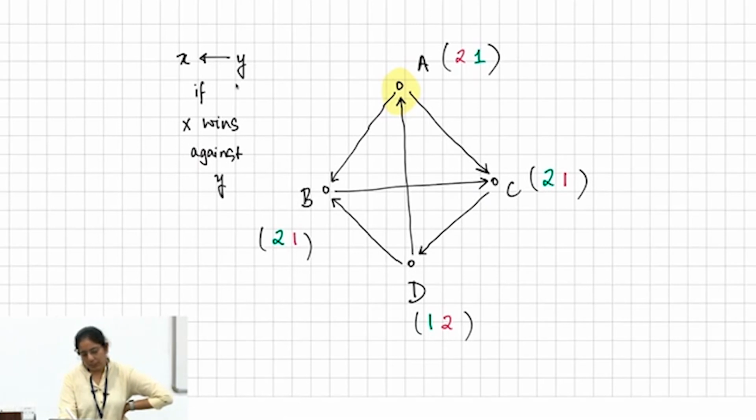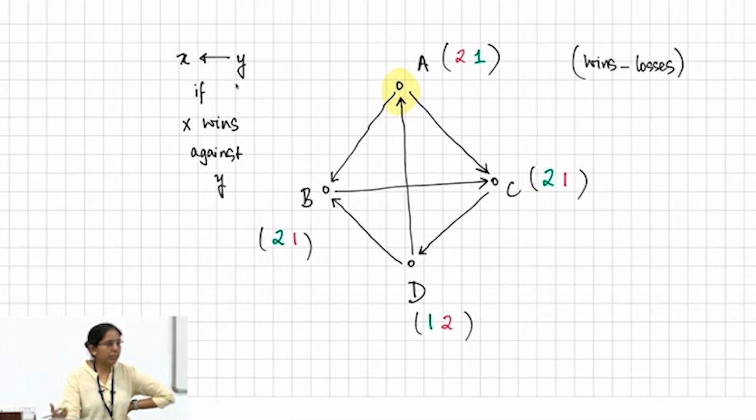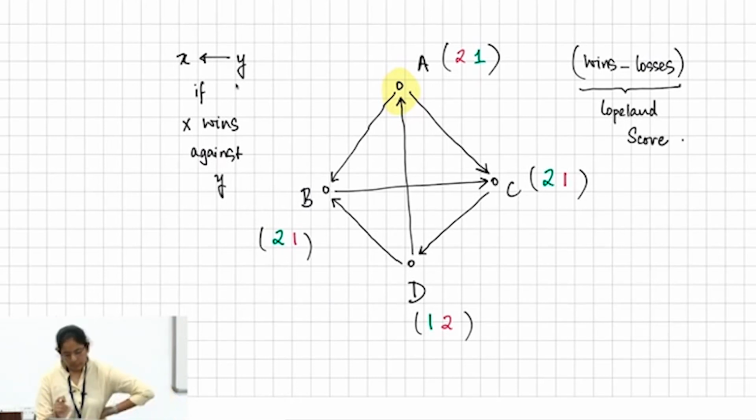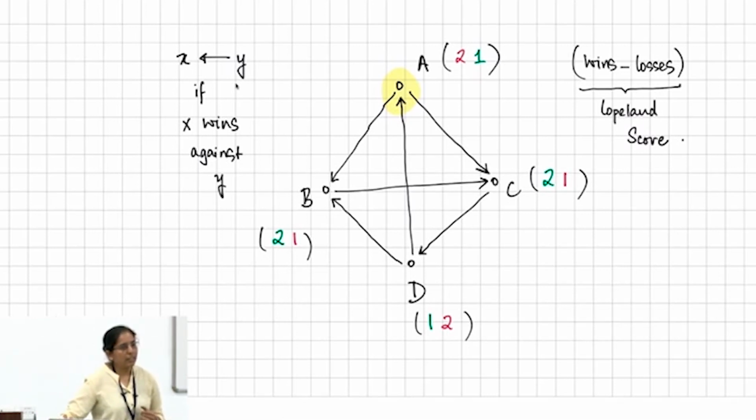Okay, so wins minus losses. For every candidate, count the number of candidates that she is beating versus the number of candidates against whom she is losing, and that difference is the Copeland score of the candidate. So is Copeland a Condorcet consistent rule? The rule is just this: you look at the majority graph, you do this wins minus losses computation, and then you choose the candidate that has the highest Copeland score.